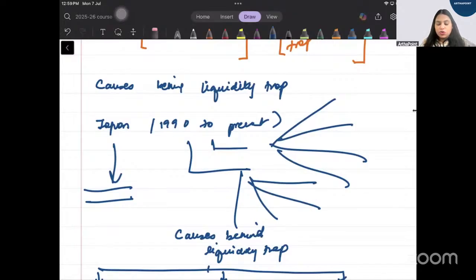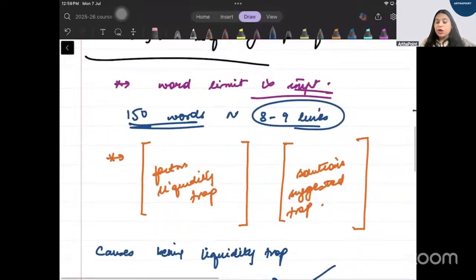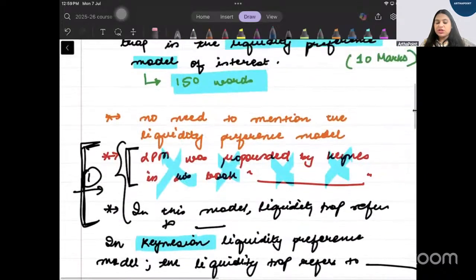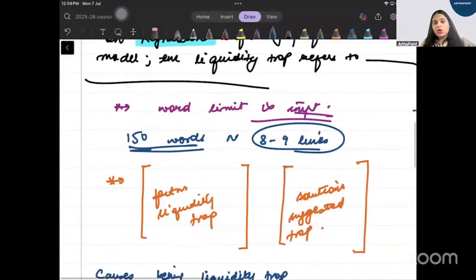Okay, so that's what I wanted to highlight. Keep within the word limit, right? Make sure you make the graph. Make sure you explain the graph in 2 lines. Do not waste time on explaining what liquidity preference theory is, who gave it, in which book it was given. No time for that. You have to mention the causes of it and the solution to it, but you don't have to spend much time on it. You don't have to keep writing in detail.